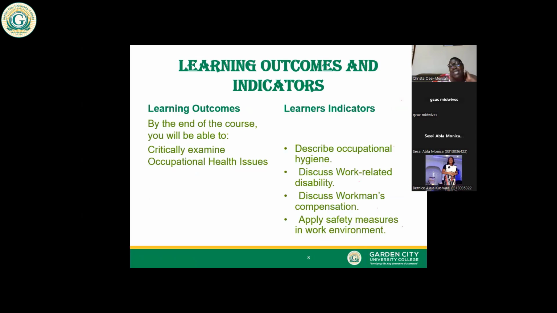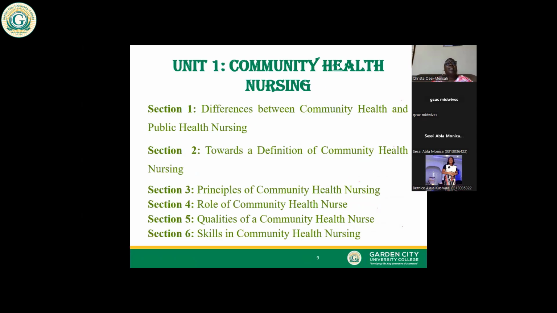And then finally, you should be able to critically examine occupational health issues. And so you should be able to describe occupational hygiene, discuss work-related disability, discuss workman's compensation, and apply safety measures in the work environment. And so we are going to do 6 units, 6 sessions in each of the units, making 6 units 36 sessions.